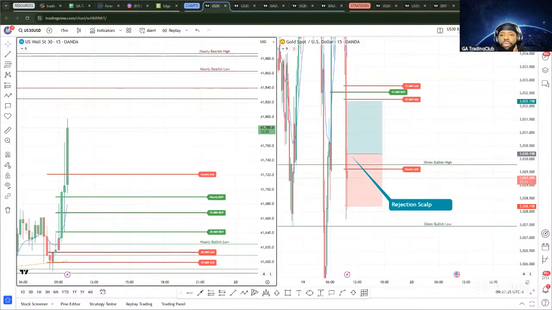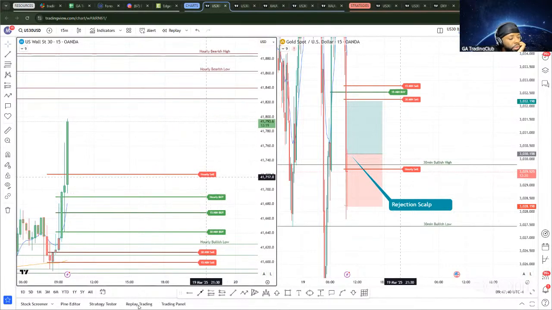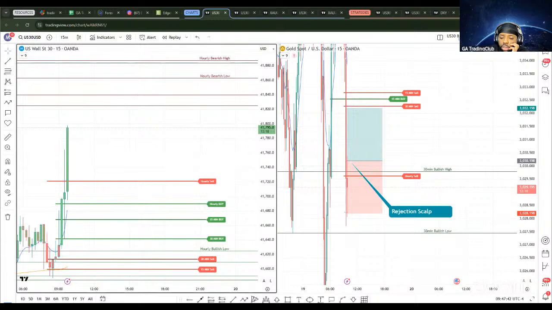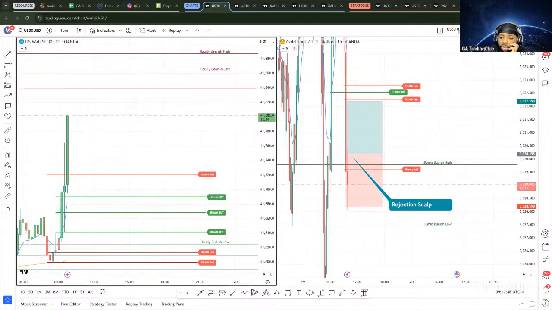No entries for BTC, US 30, or gold. Let's see, I think I took screen grabs of this trade. That's the one that hit stop loss. The US 30 hit TP. And then the gold one.